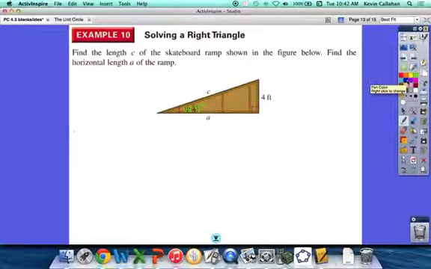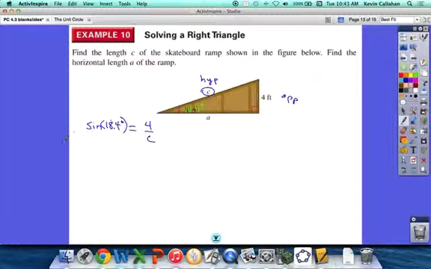So again, we are trying to find C. With respect to this angle of 18.4, which two sides are we dealing with? Are they opposite, adjacent, or hypotenuse? Opposite and hypotenuse, right? This is opposite, this is hypotenuse. And so which function do we use? Sine. Sine is opposite over hypotenuse. So we set it up like this: sine of 18.4 degrees equals 4 over C.